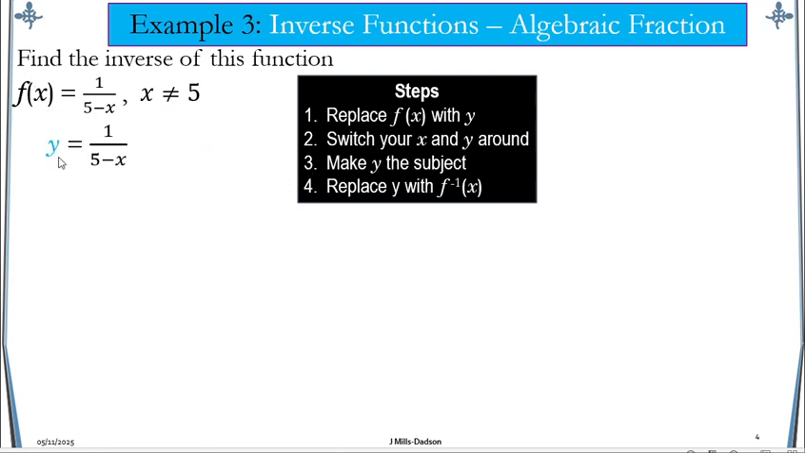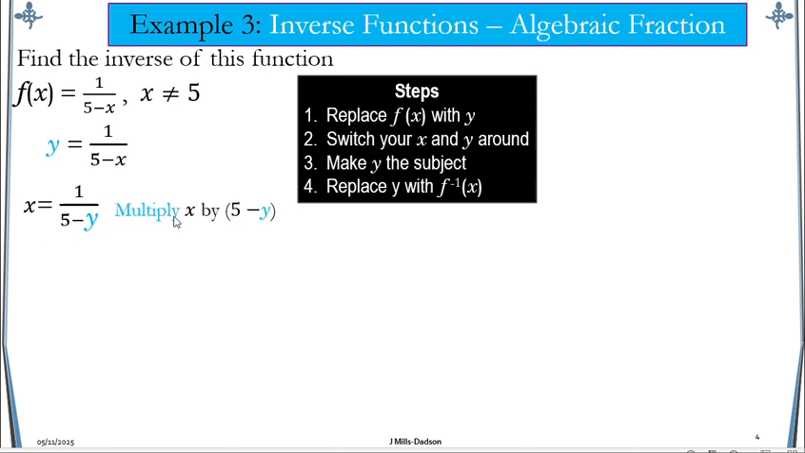Replace f of x with y. Second, switch x and y around. Then let's begin the process of making y the subject. Now let me explain something quickly here. When you get a situation like this, x is the same as x over 1 equals 1 over quantity 5 minus y. So therefore you can now cross multiply such that the x will multiply the quantity 5 minus y and 1 will multiply 1. So that's the quick way of doing that.